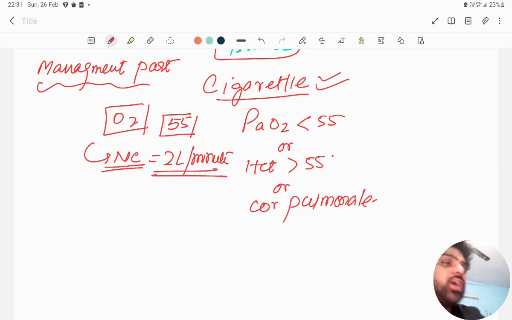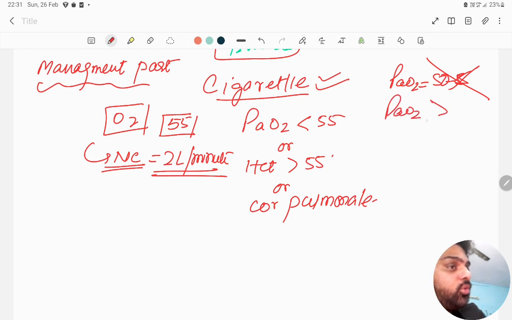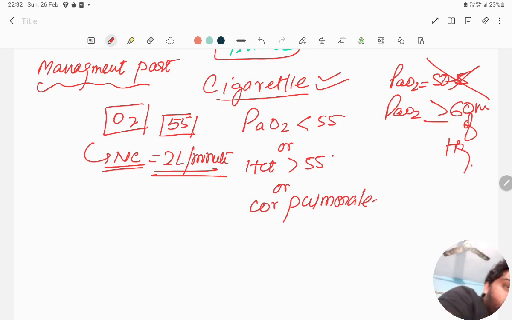Earlier the concept was that PaO2 should be maintained at 50 to 55, but that doesn't hold true. Now PaO2 should be maintained at or above 90 mm of Hg. So we will give oxygen when PaO2 is less than 55, hematocrit more than 55, hematocrit being just the hemoglobin multiplied by 3, or cor pulmonale.